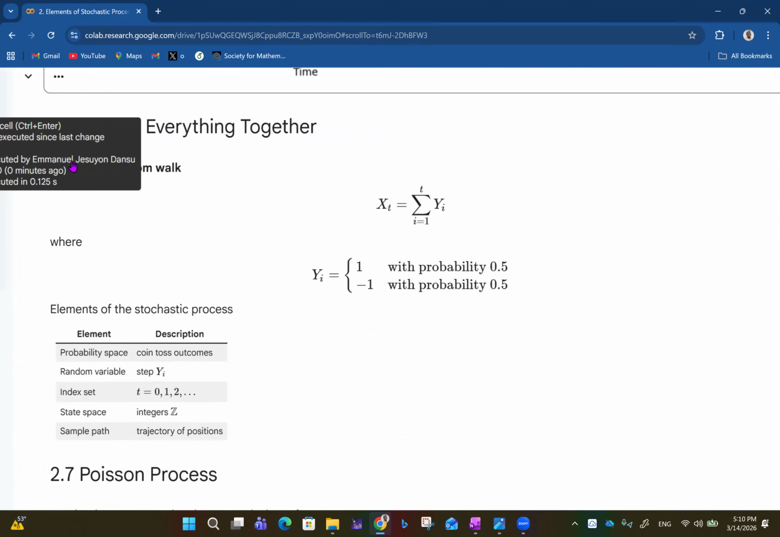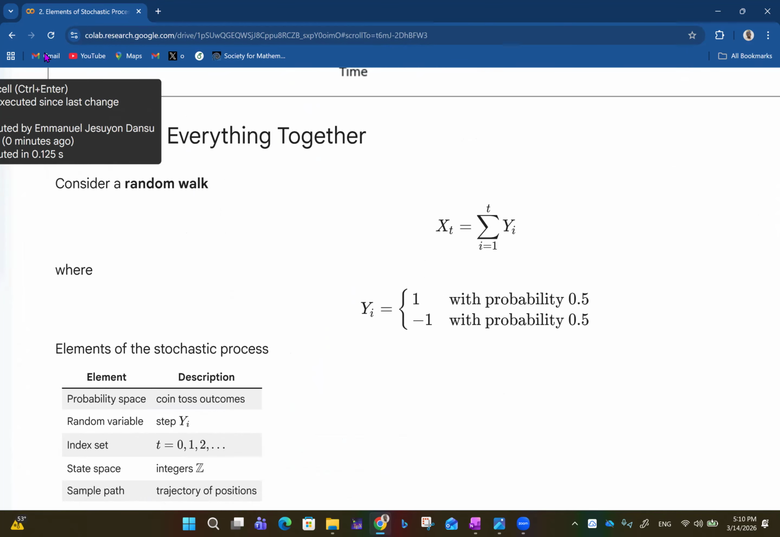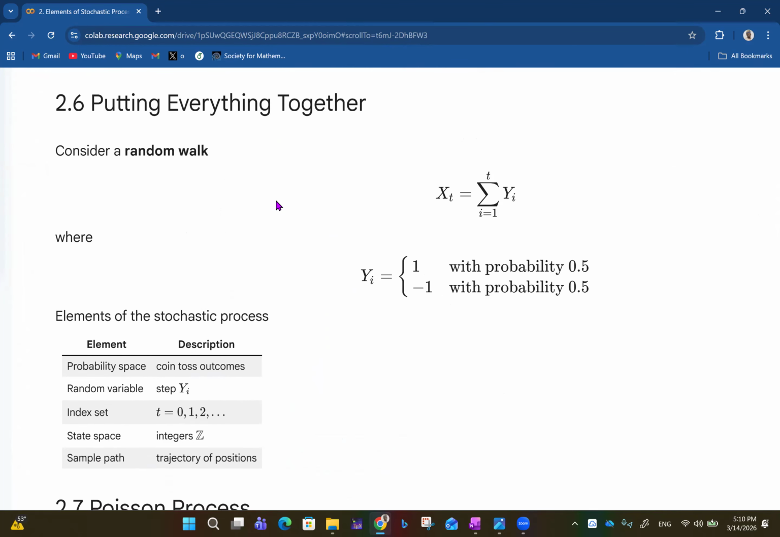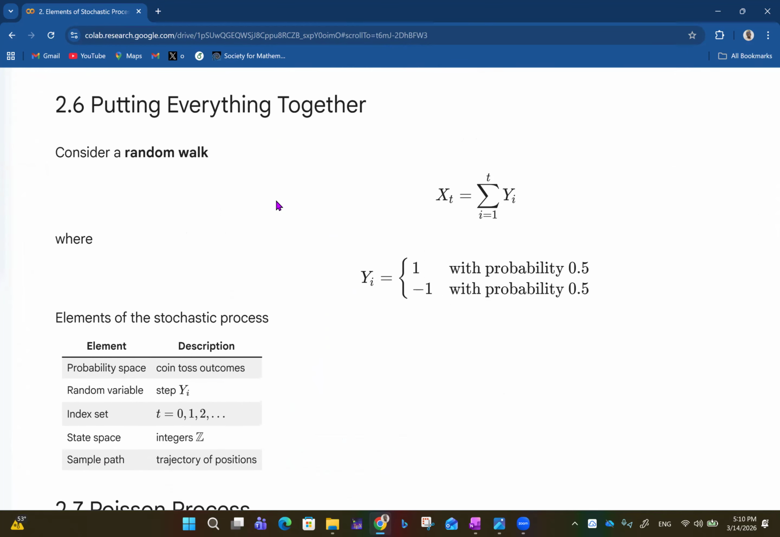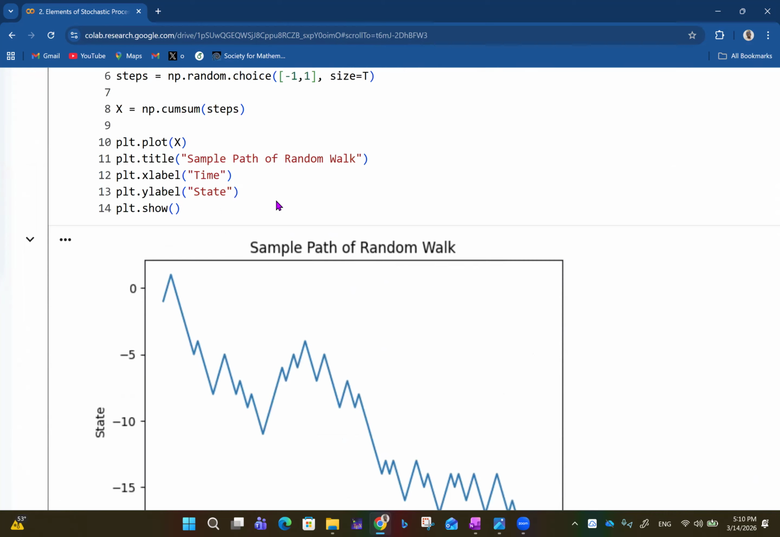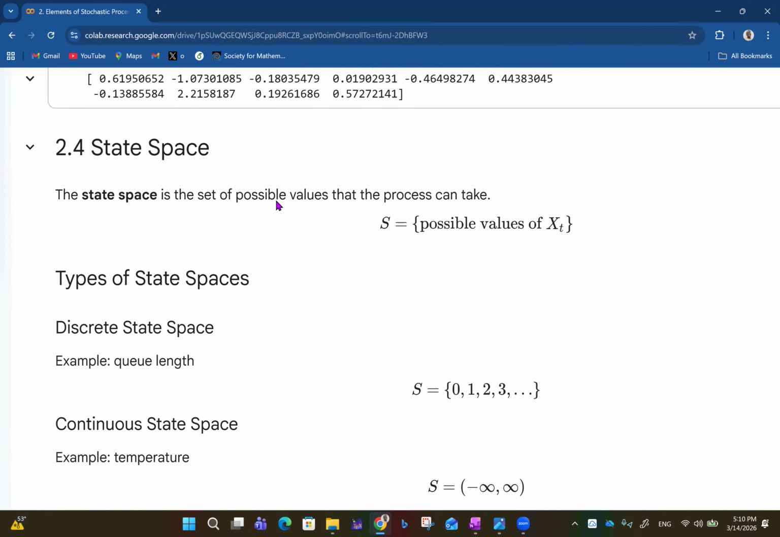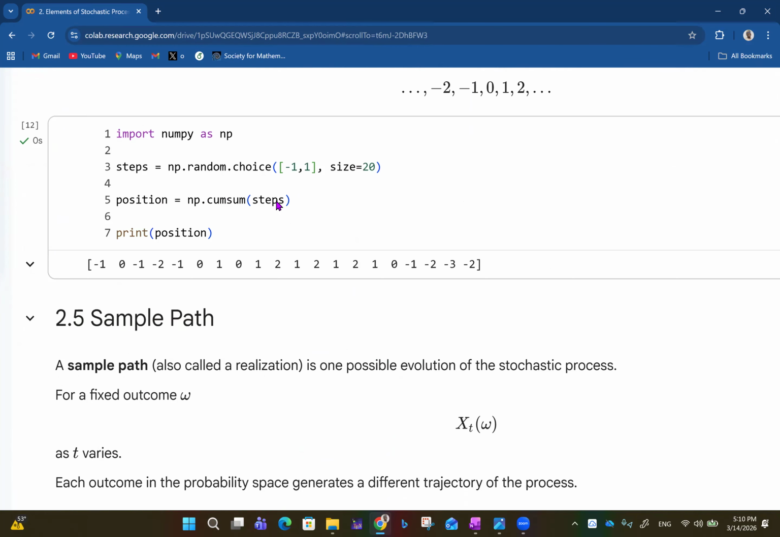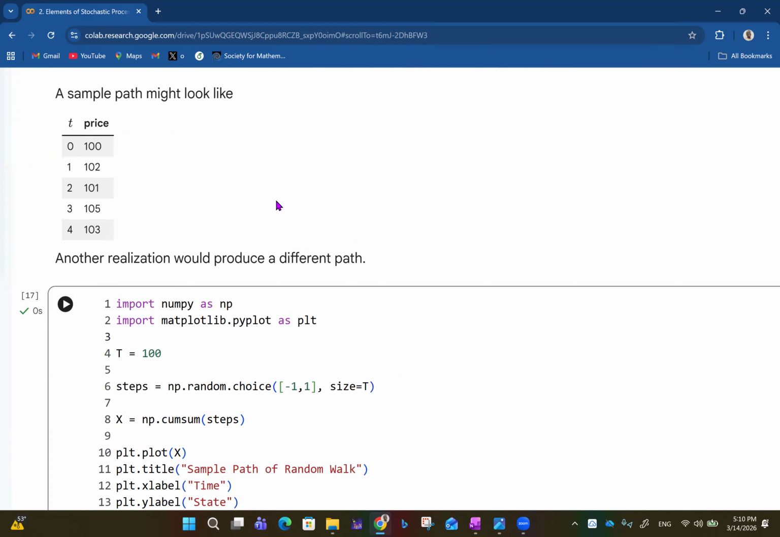Now we move on to putting everything together. We've seen the five elements of a stochastic process. We saw probability space, we saw random variables, we saw index set, and before the last one we saw state space, and the last one was sample path. Okay, so those are the five elements of a stochastic process.